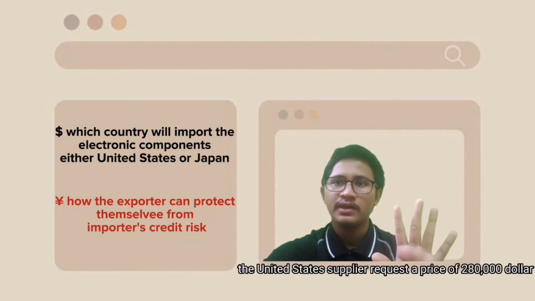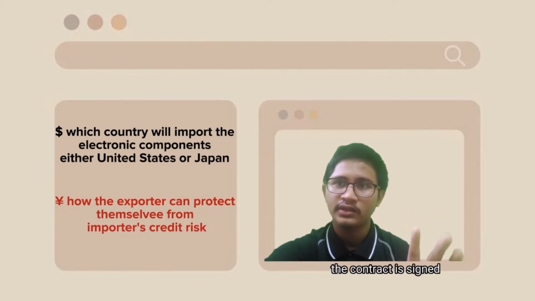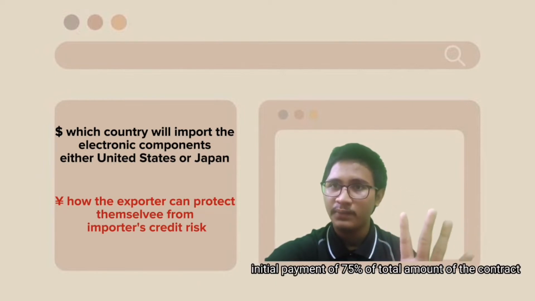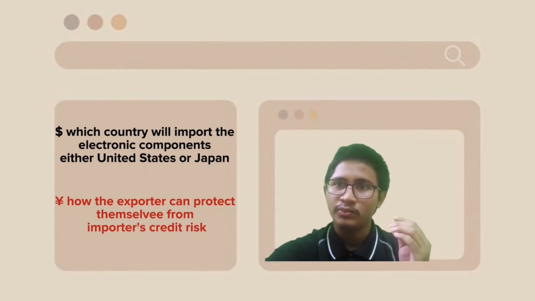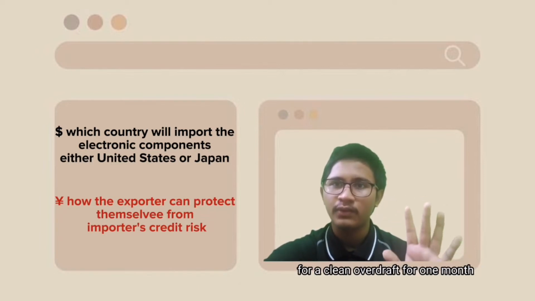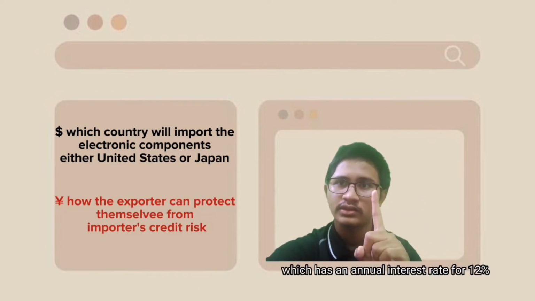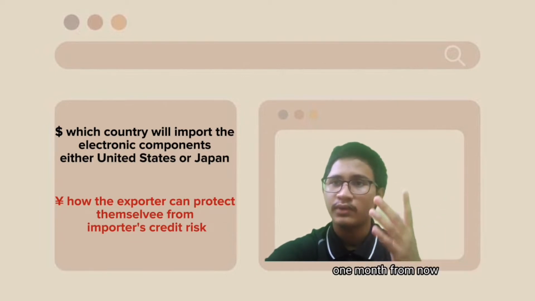The United States supplier quotes a price of $280,000 with payment terms that once the contract is signed, an initial payment of 75% of the total amount of the contract must be made, despite the fact there will be a 15% sale discount. To make this immediate payment, the importer will need to use the option of a clean overdraft for 1 month, which has an annual interest rate of 12%. Outstanding debt must be paid in full 1 month from now.